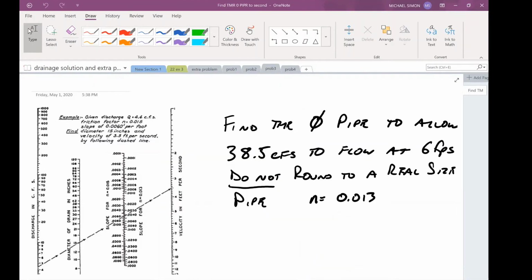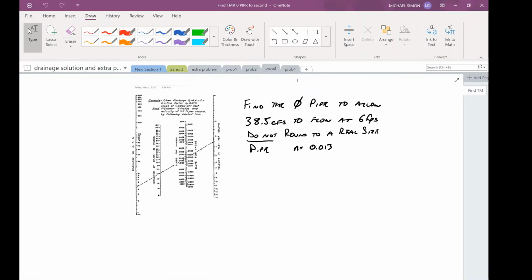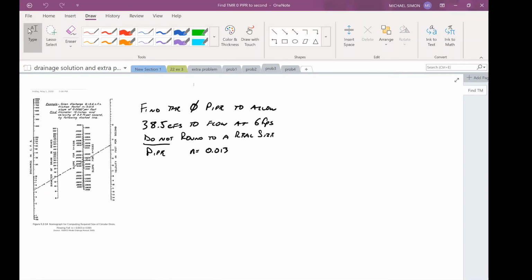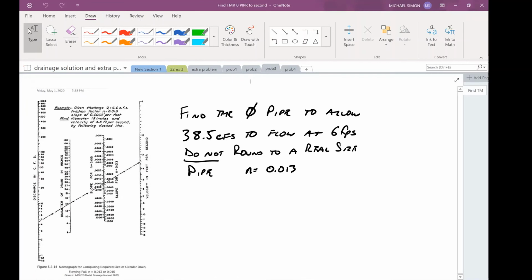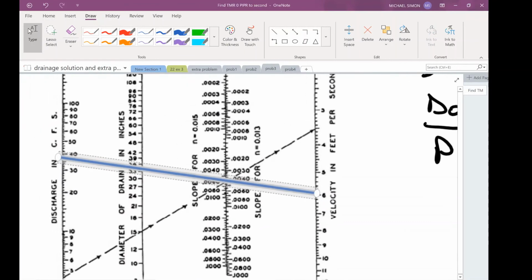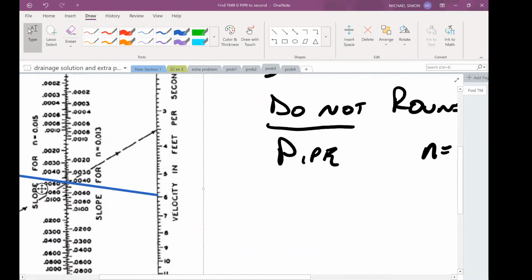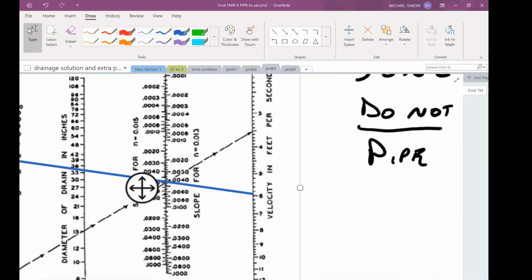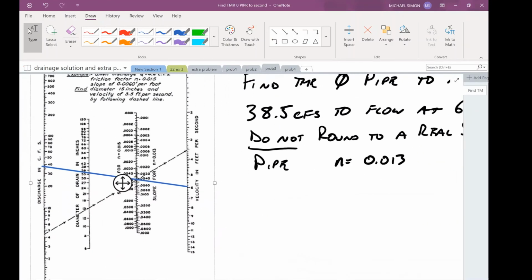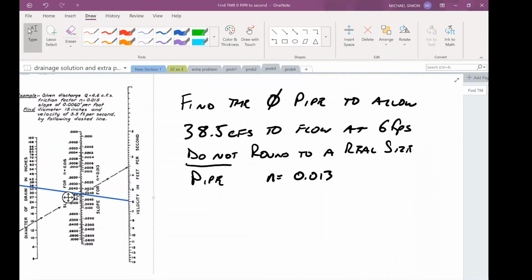Problem number 3. Problem number 3 says find the diameter. Okay, diameter is what the nomographs are made for. So I'll jump right into that. 38.5 and a flow rate of 6. Okay, that looks pretty close. Let's see. So we want to find the actual size. It's going to be somewhere between 33 and 36 inches based on the nomograph. So we're going to check into that.